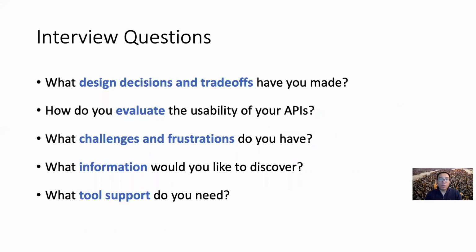During the interview, we asked 5 main questions. The first question is really about their design experience. What kind of design decisions they have made, what they care about, and what kind of trade-offs they have made. And the second question is about the evaluation methods they use in practice. The third question is about what challenges and frustrations they have encountered during API design and evaluation. Then we want to know what kind of information they want to discover from their user communities, and also what kind of tool support they wish to have.